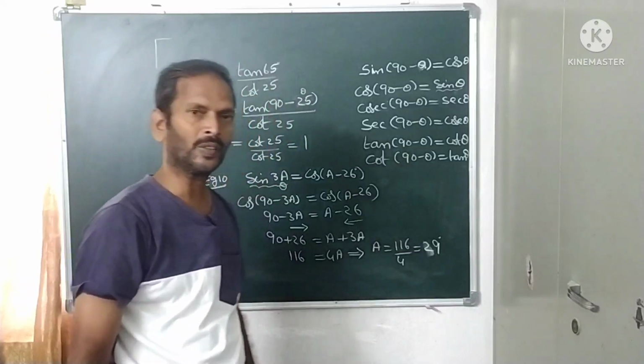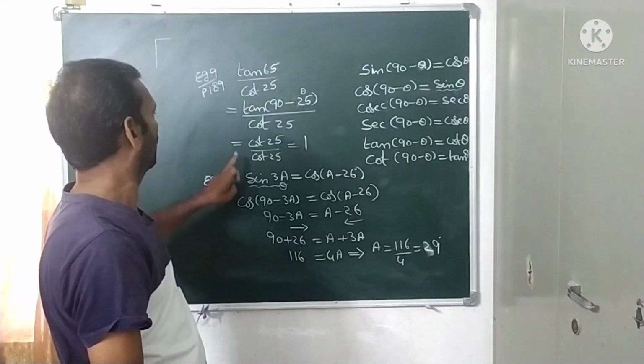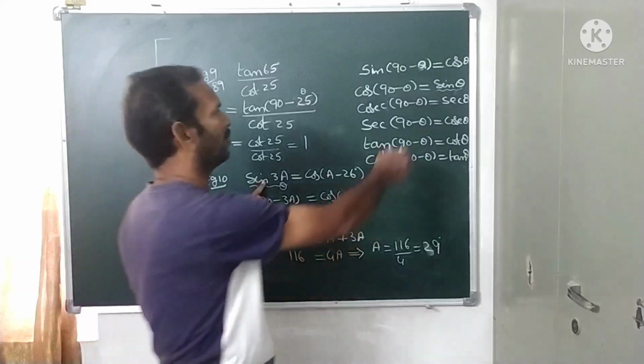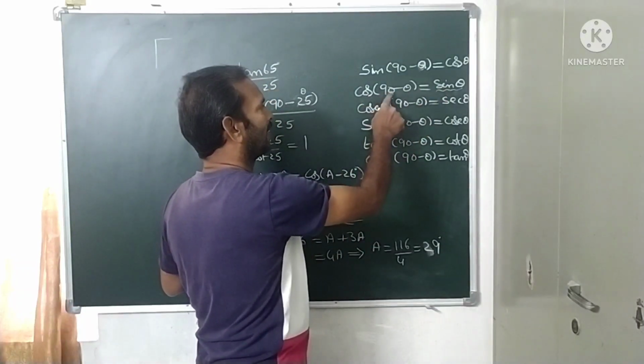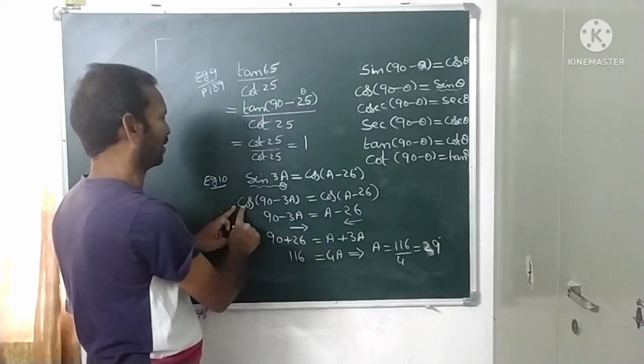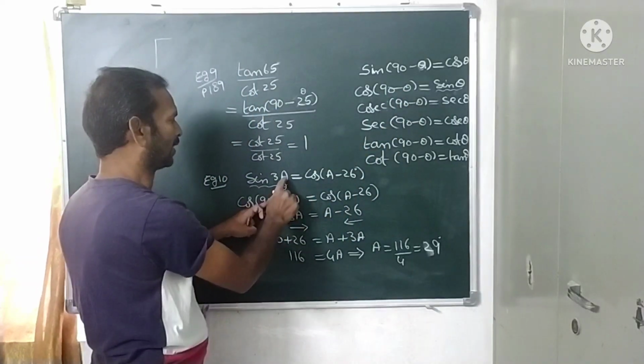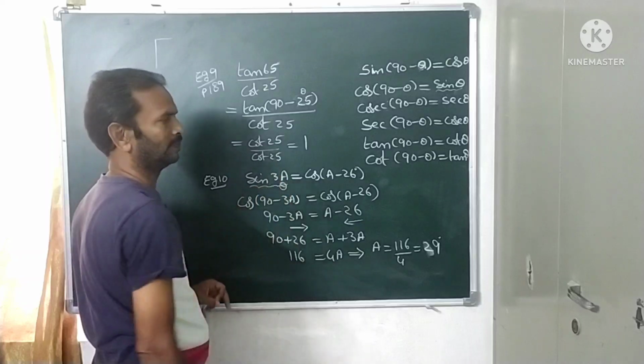A is equal to 29 degrees. Okay. So see, here sin 3a is there, which means sin theta is there, and its left hand side is cos of 90 minus theta. So cos of 90 minus, this is theta, I am taking 3a. That is it here. Okay.